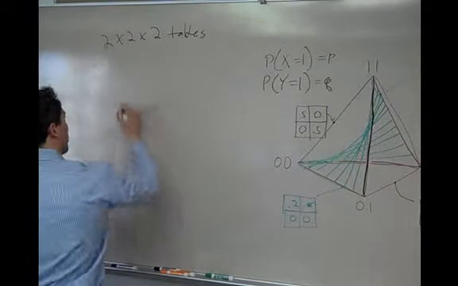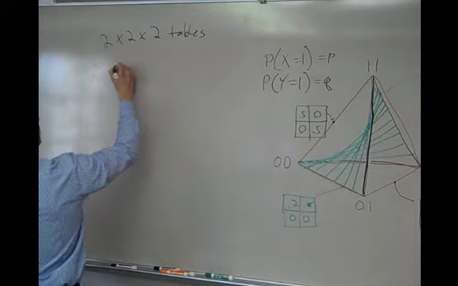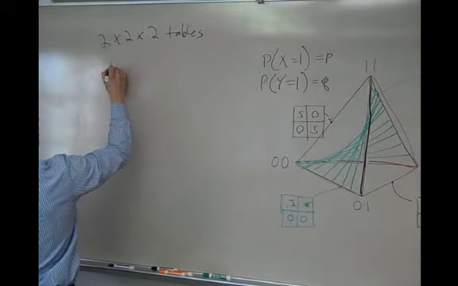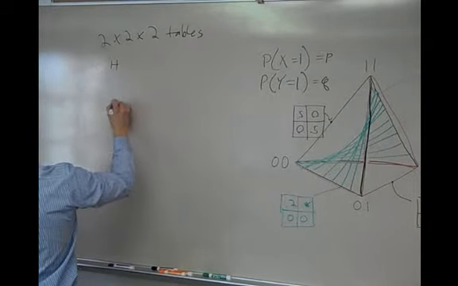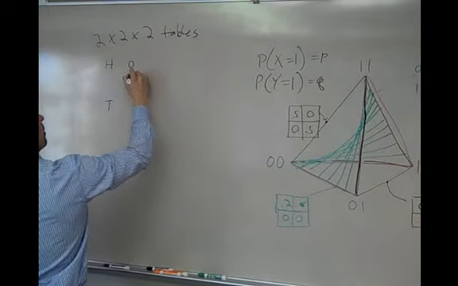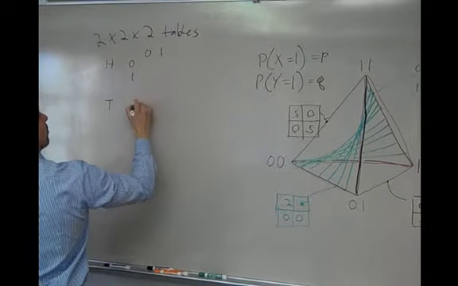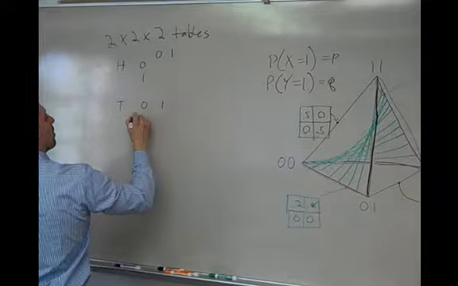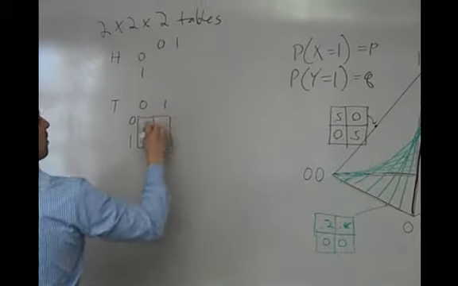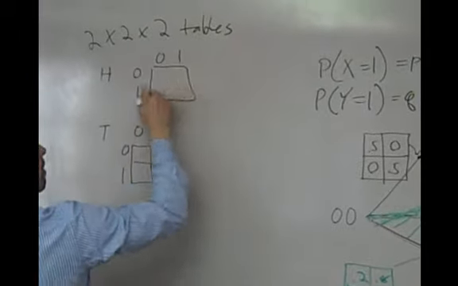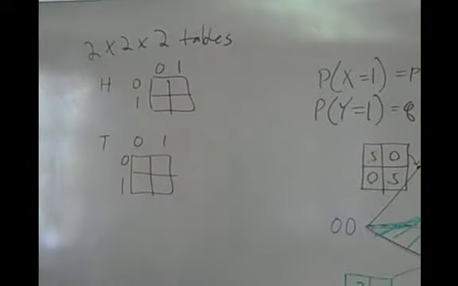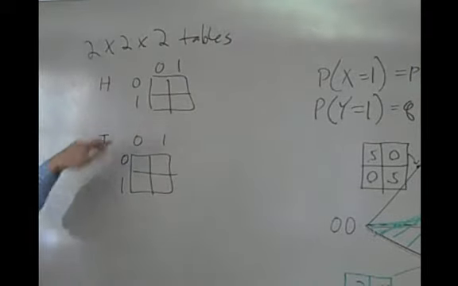Well, we want to draw a 2 by 2 by 2 table. Suppose there's another coin. Let's call this variable h and t. Then we have our 2 by 2, zeros and ones, zeros and ones. So a 2 by 2 by 2 table is two 2 by 2 tables. One h table and one t table.